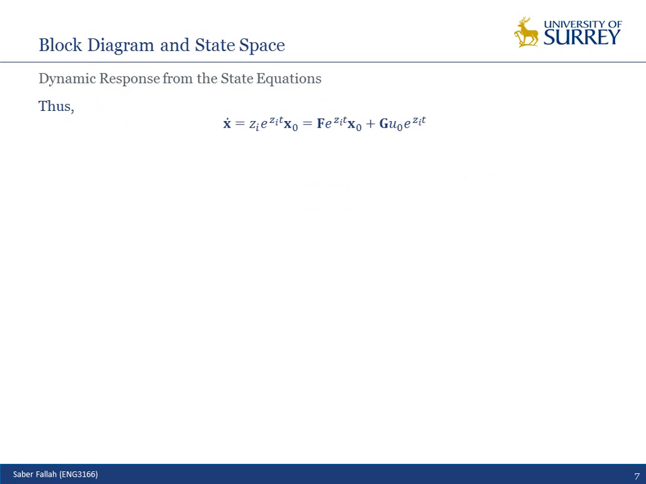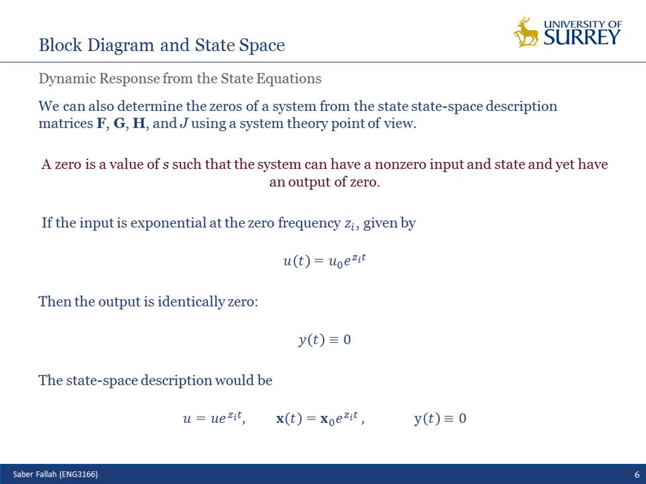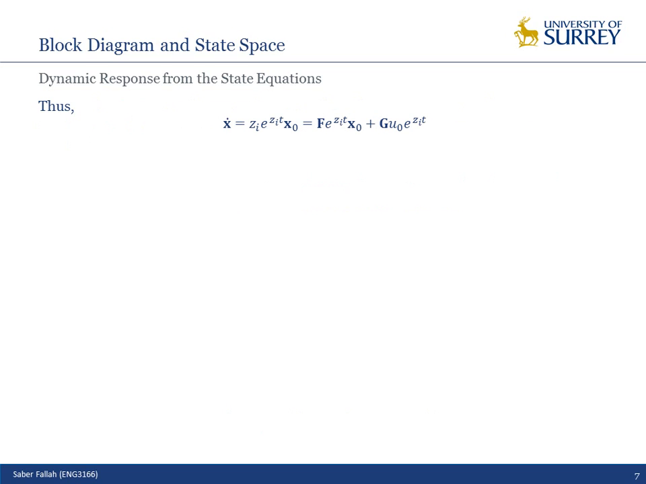Okay, assuming this is correct, look again, x(t) is x naught e power zi t. If I take the derivative of this function, I will have zi x naught e power zi t, similar to the whole system. So I have x dot equal to f x, which x is e power zi t x naught, plus g u naught e power zi t. This one is u. I assume u is equal to u naught e power zi t.